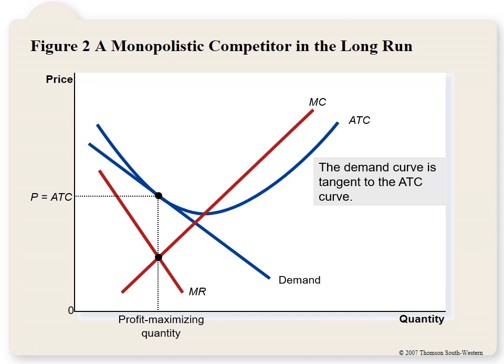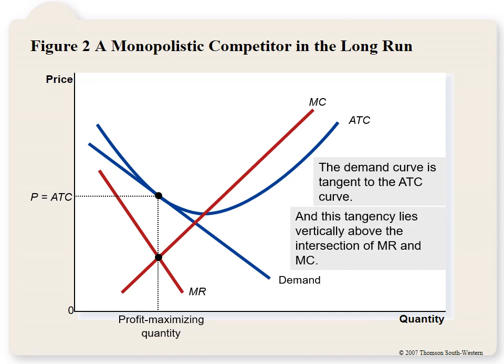It's marked up higher than what is efficient or what the firm could do if it was in a perfectly competitive market structure. So what really is occurring here is that we have a higher price and the firm is earning normal profit. This tangency lies vertically above the intersection of MC equals MR.